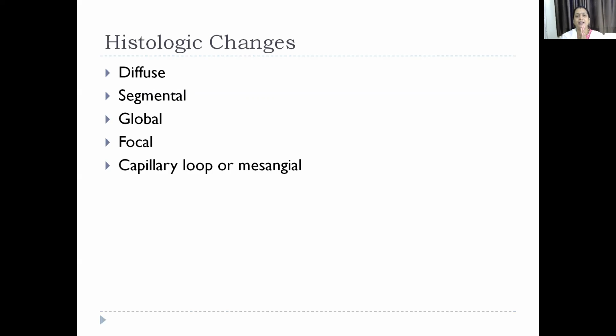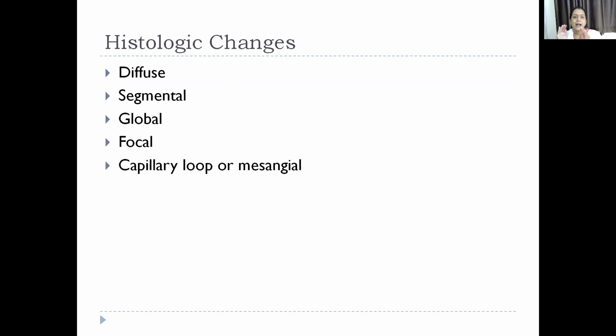These can be identified in the renal biopsy according to the area involved. Diffuse is when each and every glomerulus is involved, and segmental is when only a part of the glomerulus is involved. Global is when the entirety of the individual glomerulus is involved. Focal is when only a fraction of the glomeruli in the kidney are involved. Capillary loop or mesangial, the name itself suggests that.